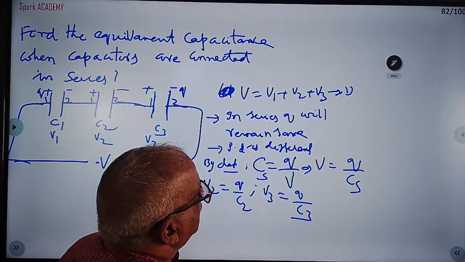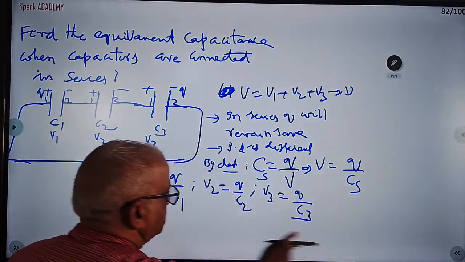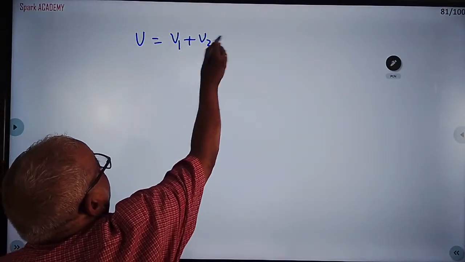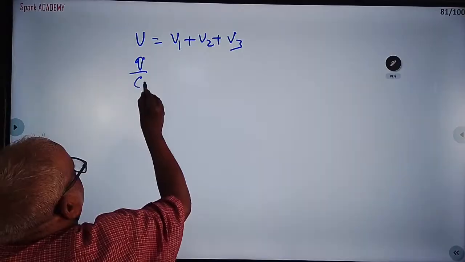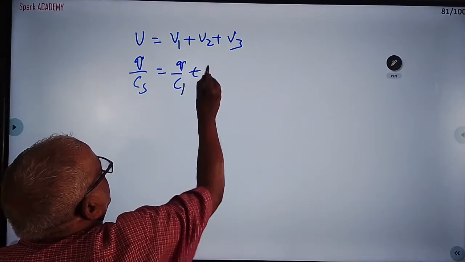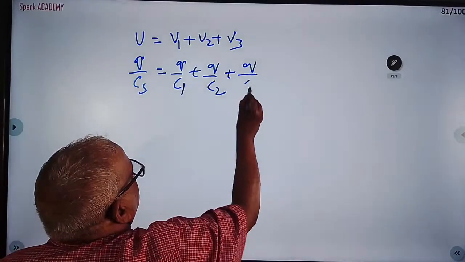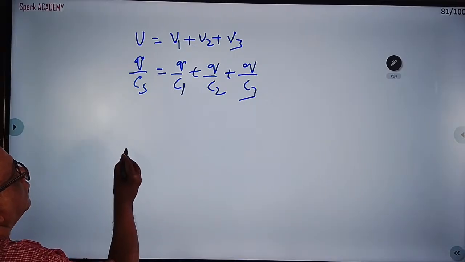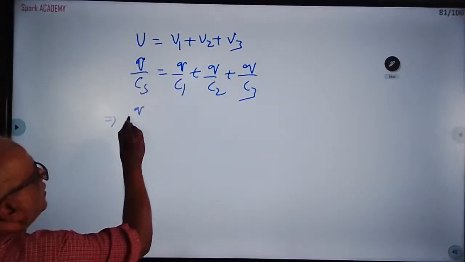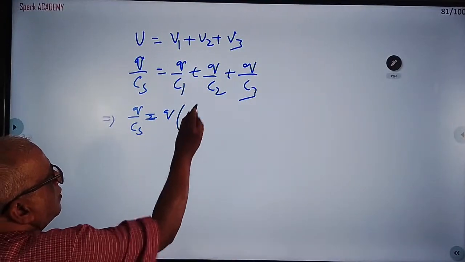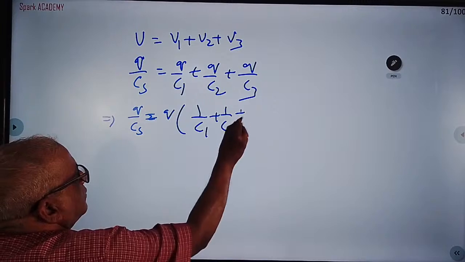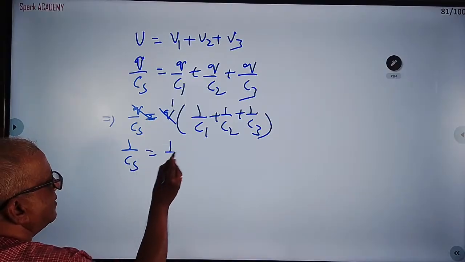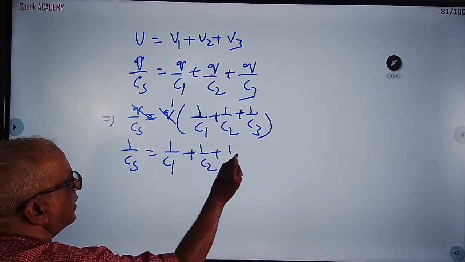So, equating left side and right side, let's see what we get. On the left side, V is equal to V1 plus V2 plus V3. This is the basic equation you have to remember. Q by CS is nothing but Q by C1 plus Q by C2 plus Q by C3. Q is common, so Q by CS is equal to Q into 1 by C1 plus 1 by C2 plus 1 by C3. Q gets cancelled. 1 by CS is nothing but 1 by C1 plus 1 by C2 plus 1 by C3.